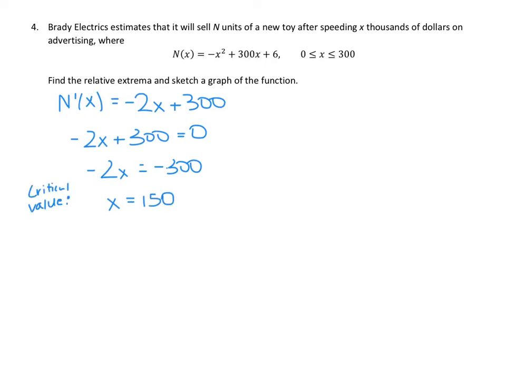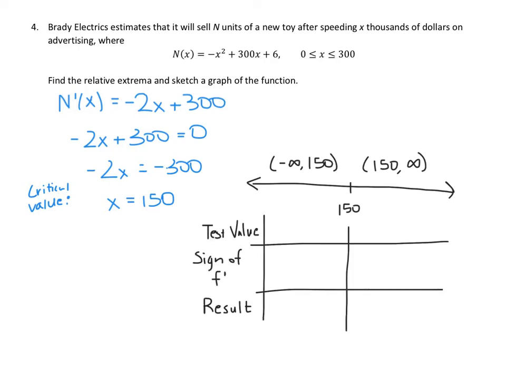Now to determine whether the critical value is a relative extrema, we need to break the x-axis into two intervals around that critical value. So we're dividing the number line into the two intervals negative infinity to 150 and 150 to infinity. What we want to determine is what is happening to the derivative on either side of this critical value. So we're going to perform the first derivative test to determine the sign of the derivative in each of these intervals. We're going to pick a test value in each interval.